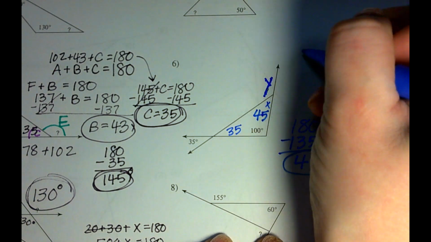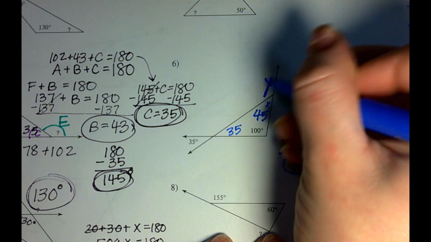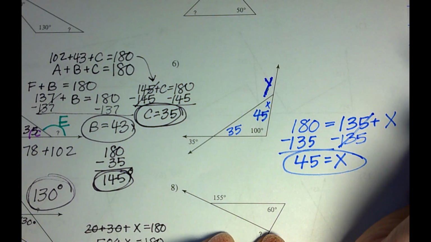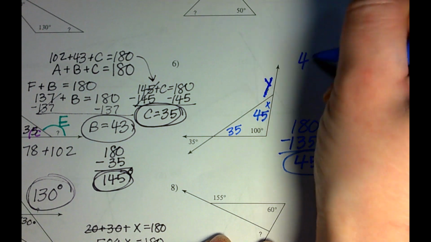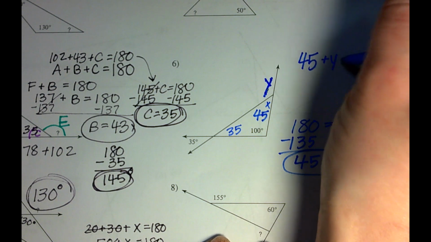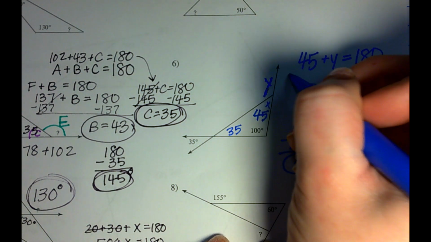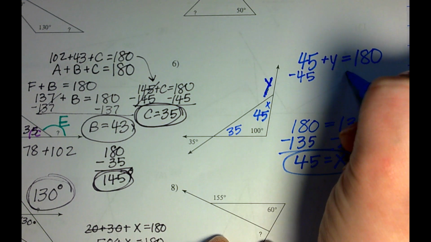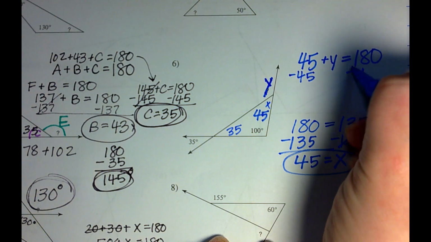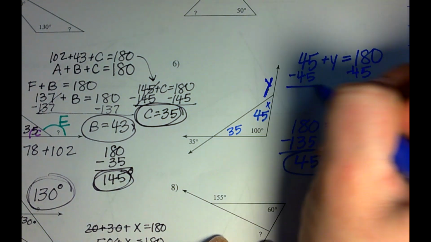Okay, so you knew 45 plus this exterior angle is 180, is that right? Yes. Okay, so you did 180 minus 45. And what'd you get? 135.